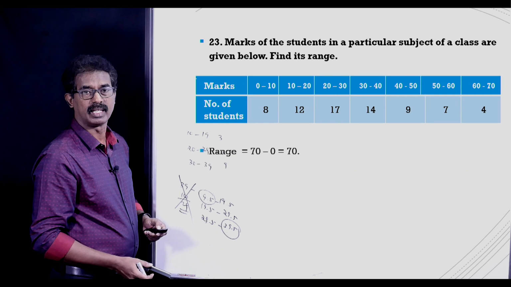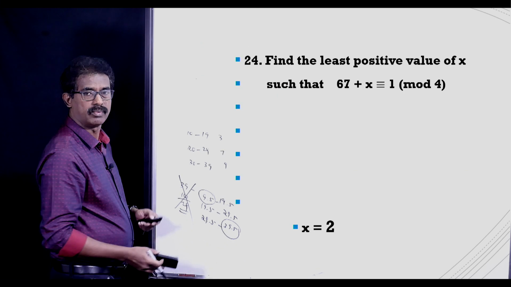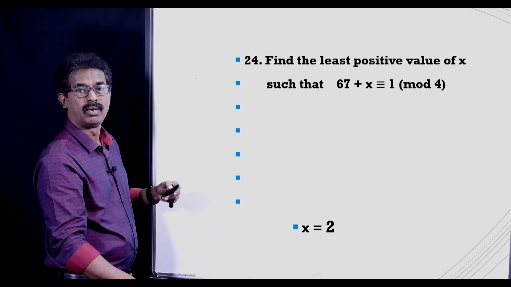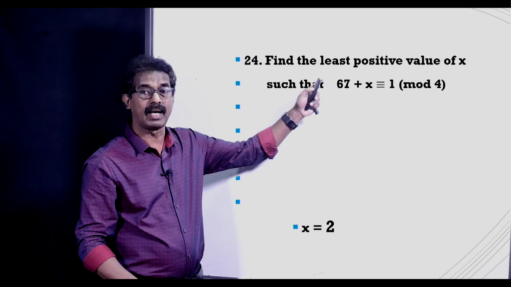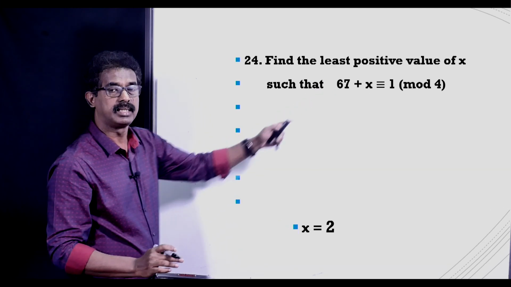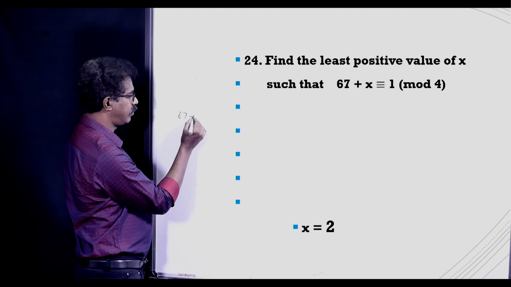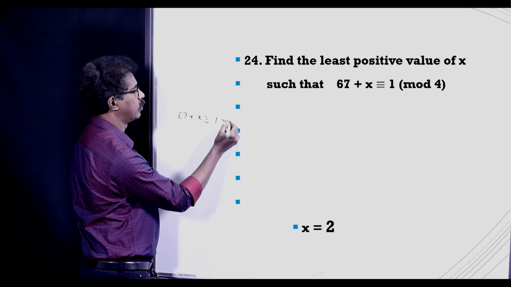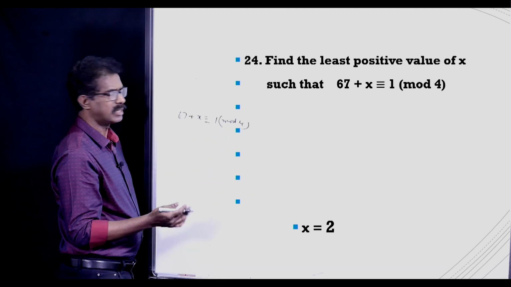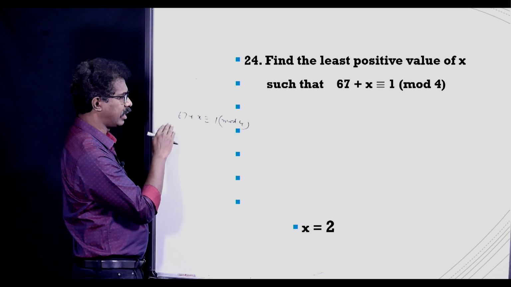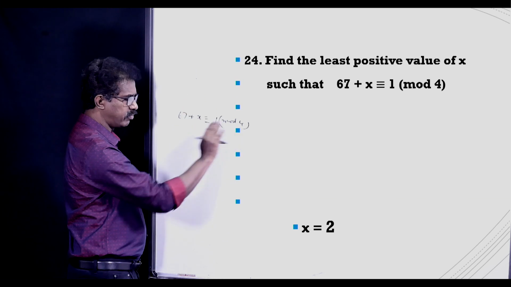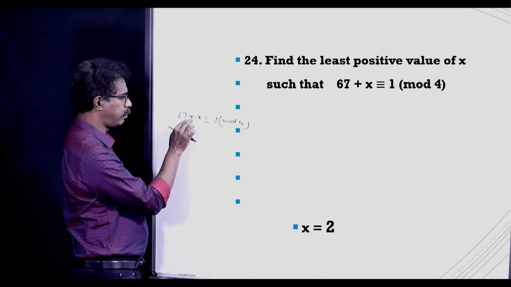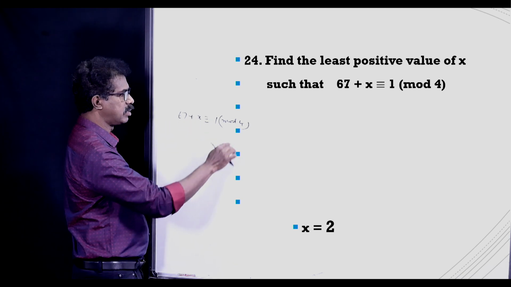Okay, now we go for the next question. Question number 24. Simple question. Find the least possible value of x such that 67 plus x is congruent to 1 mod 4. So what's the method? A very simple thing. One you bring here, then you say it is divisible by 4. Bring that 1 here, minus 1. So 67 plus x minus 1 is divisible by 4.